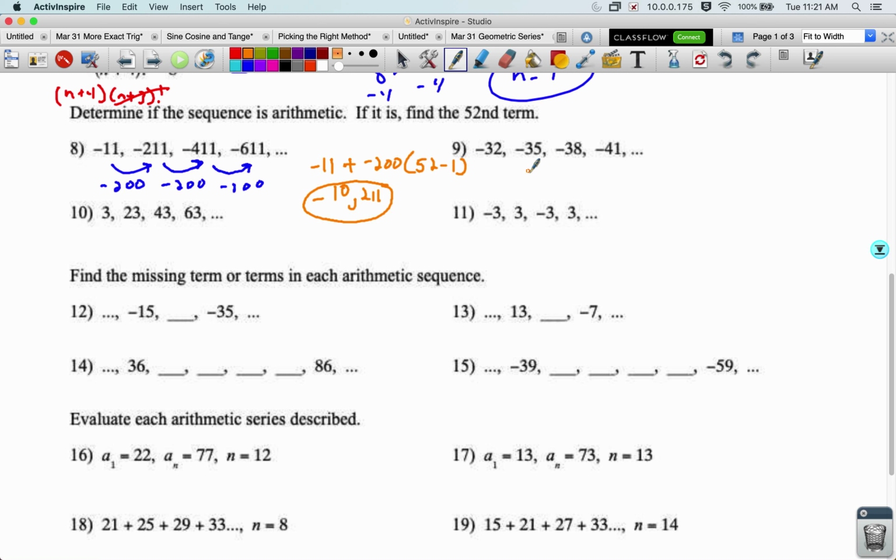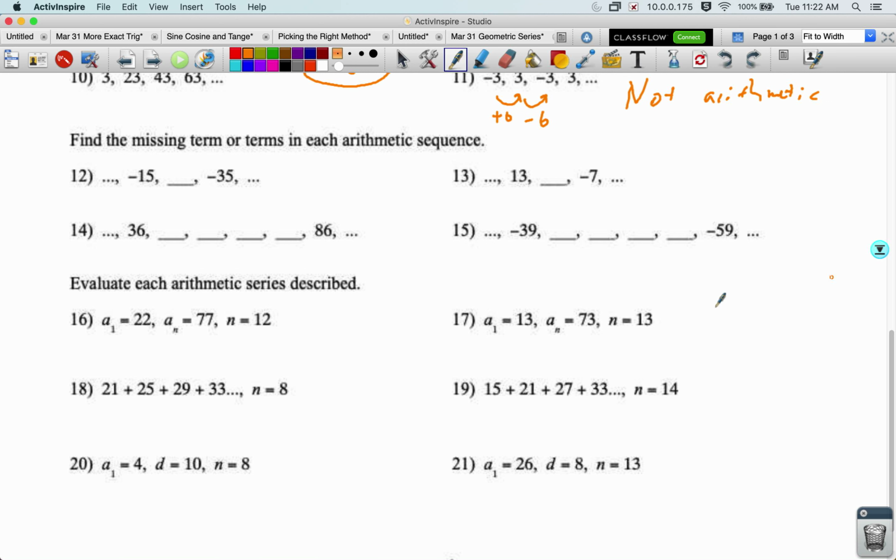This one looks like it's arithmetic. This one looks arithmetic. This one, it's definitely got a pattern, but it goes plus 6, then minus 6. This is not arithmetic. Not arithmetic. Okay. It has to be the same difference each time.